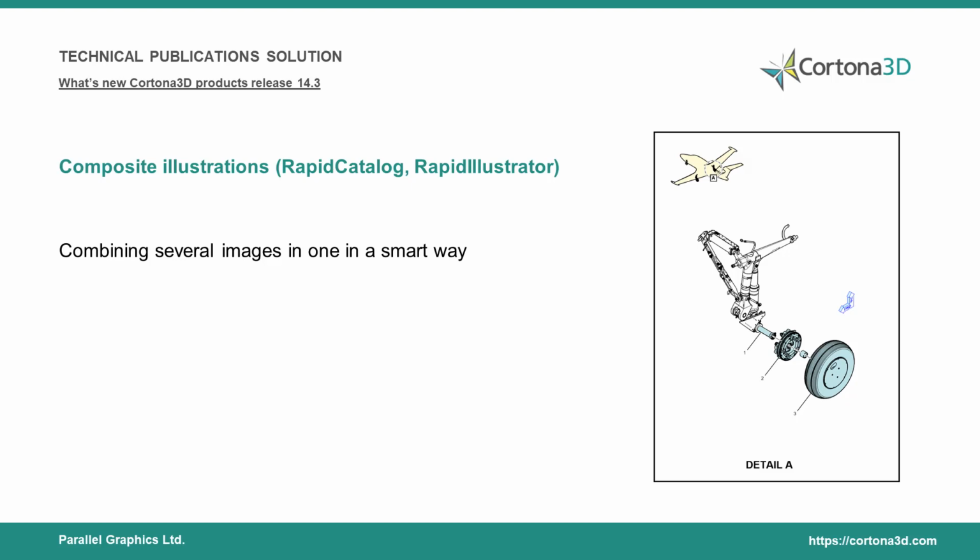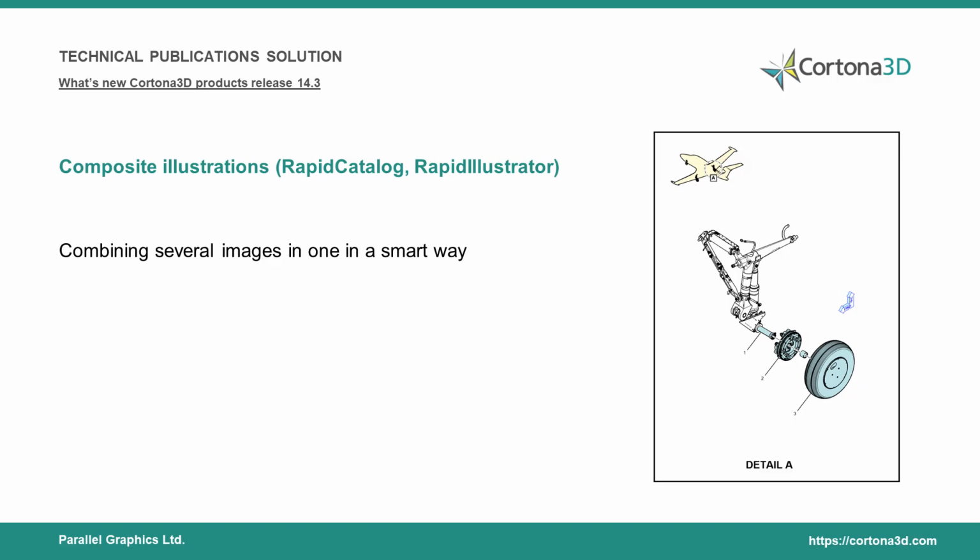Previously, to create a composite illustration in Rapid Catalog, the user had to manually combine different images into one. This process required a lot of manual effort, was prone to errors, and it was difficult to maintain such an image whenever changes had to be introduced later on. Now the whole process is taken care of by RapidAuthor itself.